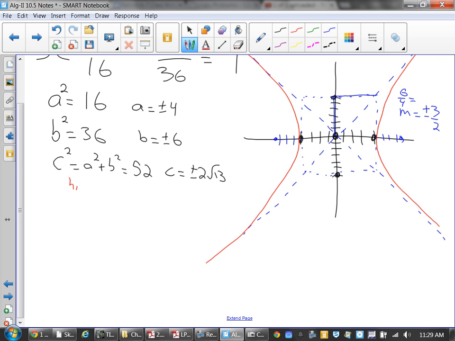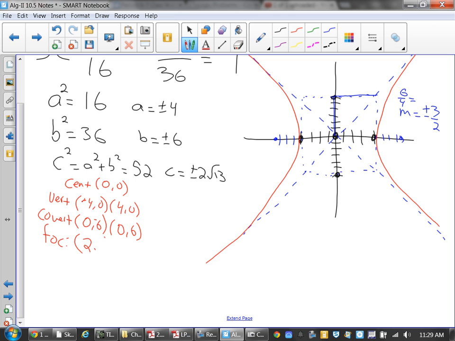Our center today is at 0, 0. Our vertex was located at negative 4, 0 and 4, 0. The co-vertex, 0, 6, or 0, negative 6, 0, positive 6. And then the foci. Did I add the 2 root 3 to the x coordinate or the y coordinate? To the x. So it would be 2 root 13, comma 0, and then negative 2 root 13.